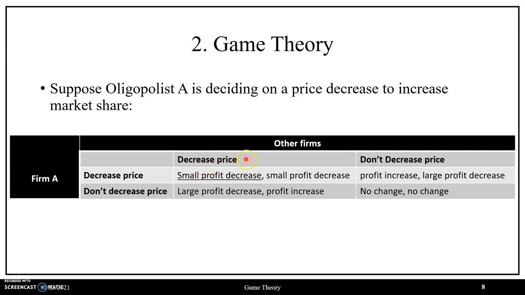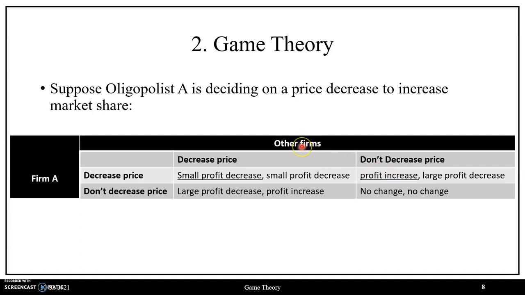Now moving on to the other available action for other firms, which is don't decrease their price. Firm A can choose to decrease their price to get a payoff of profit increase, or they can choose to not decrease their price to get a payoff of no change. They would rather have a profit increase, so their strategy will be to decrease their price when other firms select don't decrease their price. So we underline that for our row player.